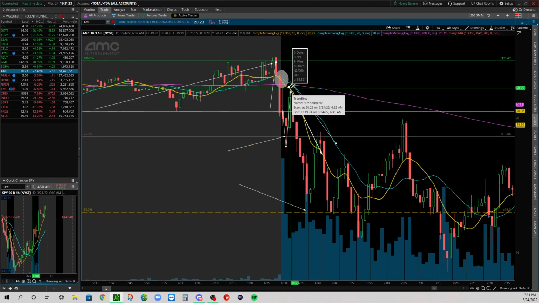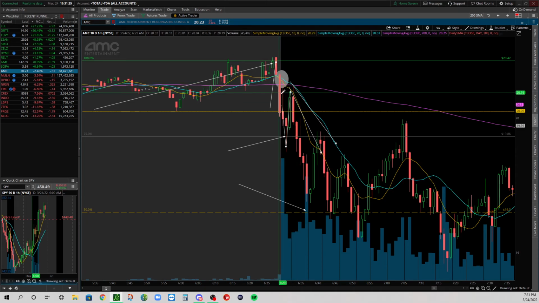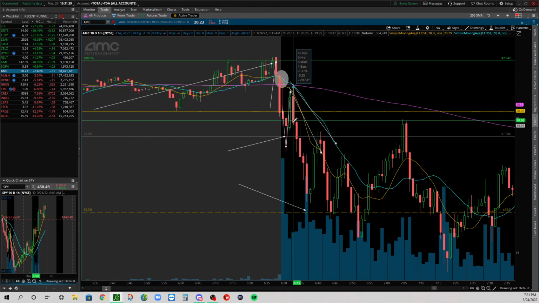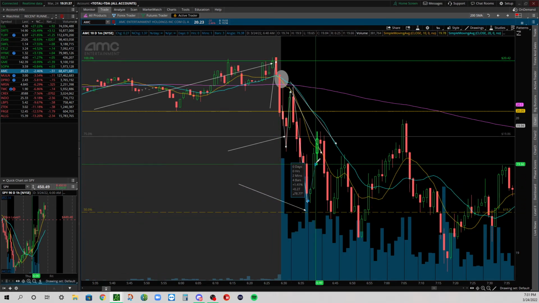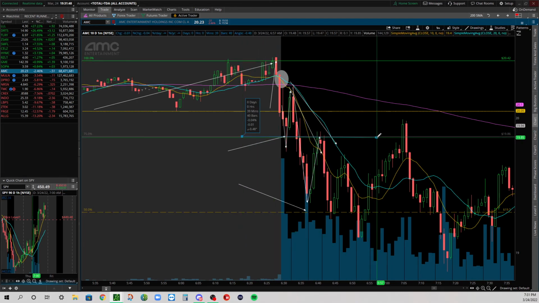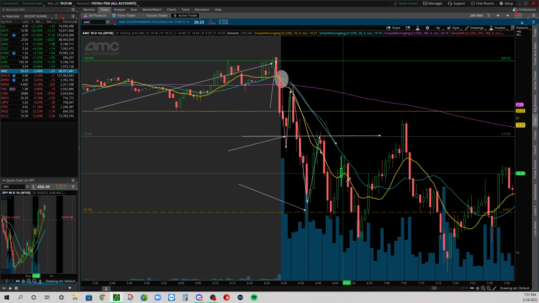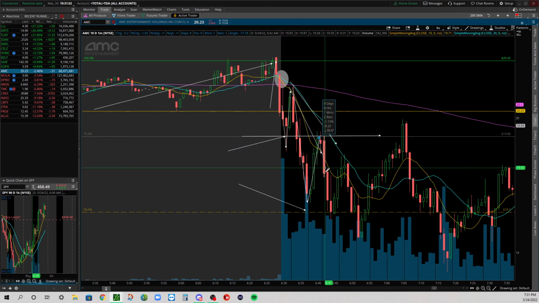and the 200 resistance. You could have reloaded right here on a short, and then boom, rode it all the way down. Then it bounced before this line right here, but that's nothing to worry about. When it popped back up to the 10, even blowing through it and trying to go to the 20, this line right here acted as a resistance area as well in your favor, right? And then it rejected from there.